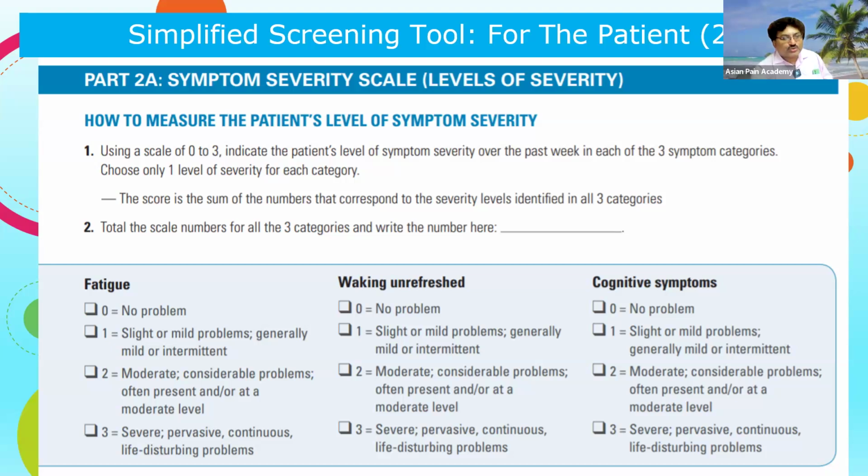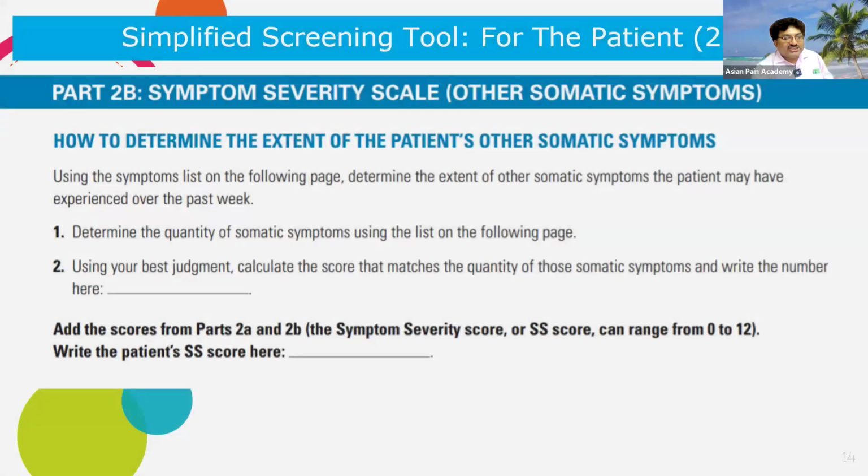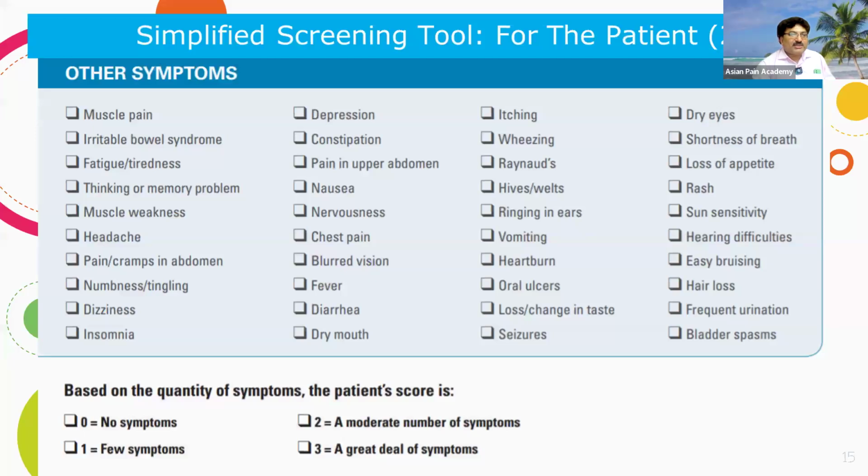with the part 2B score, which is a physician administered score. So what is there in part 2B? Symptoms other than those in part 2A are considered part 2B, and this has a number of symptoms, and sometimes it is difficult for the patient to administer by themselves. That is why this part is physician administered. The physician takes the history, and based on the history he records whether there are no symptoms, few symptoms, moderate symptoms, or a great deal of symptoms.